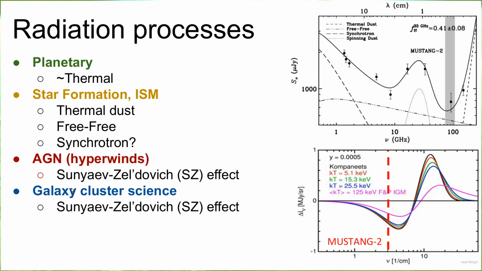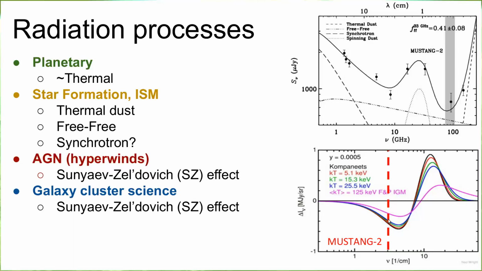Then for something like AGN or galaxy clusters, you have this Sunyaev-Zeldovich effect. And so that's inverse Compton scattering of cosmic microwave background photons. And the distortion is shown in the lower plot as a function of observing frequency. And there's some dependence on the temperature of the electrons. So you see that at 90 gigahertz, where Mustang operates, you would observe a decrement.